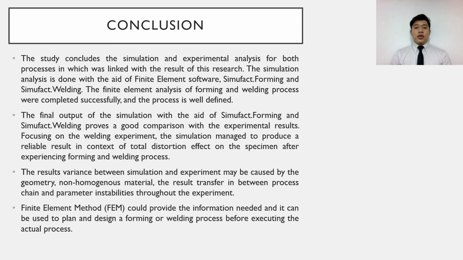Next, the result variance between simulation and experiment may be caused by the geometry, the non-homogeneous material, the result transfer between the process chain, and the parameter instabilities throughout the process. The finite element method could provide the information needed, and it can be used to plan and design a forming or welding process before executing an actual process.